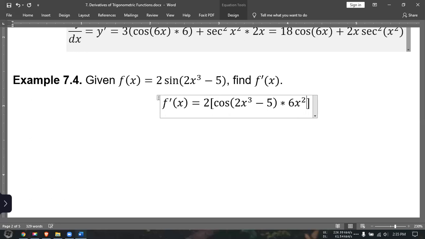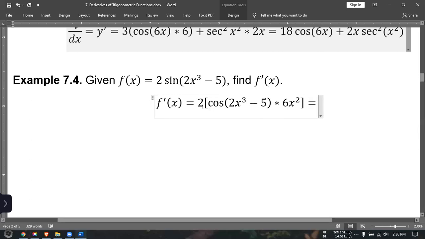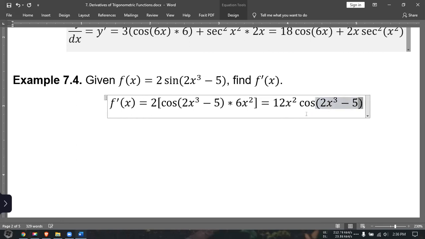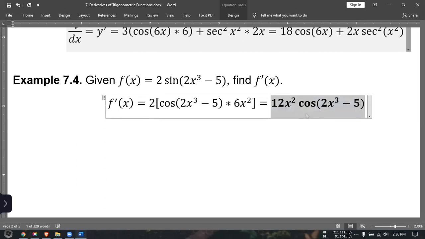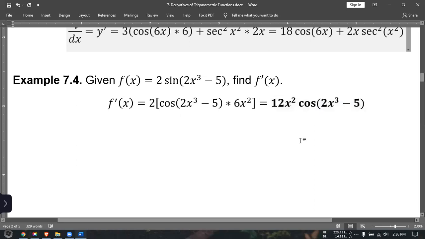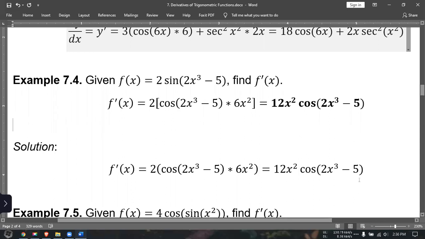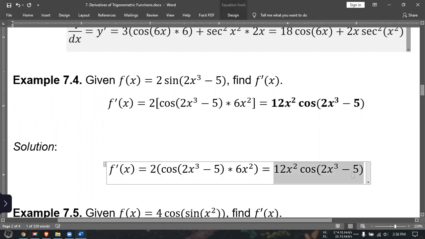By power rule. And then the derivative of a constant, the derivative of negative 5, is 0. Simplifying this, we have multiples here, 2 and 6x squared. This would become 12x squared cosine of 2x cubed minus 5. And that's it. We have the same solution. That's it so far. Let's proceed.